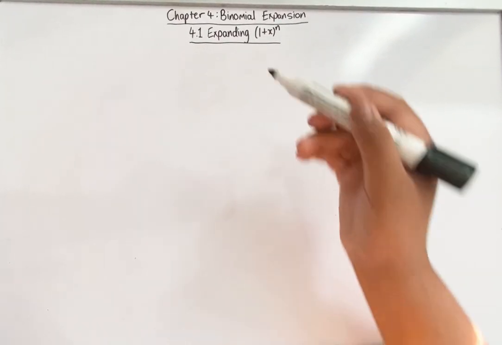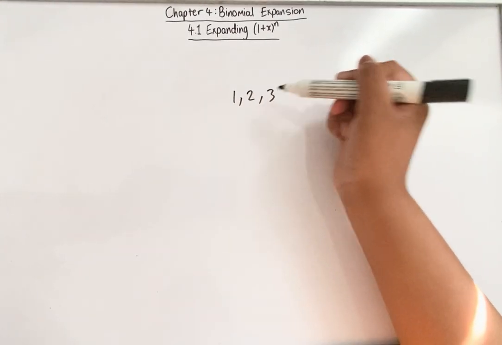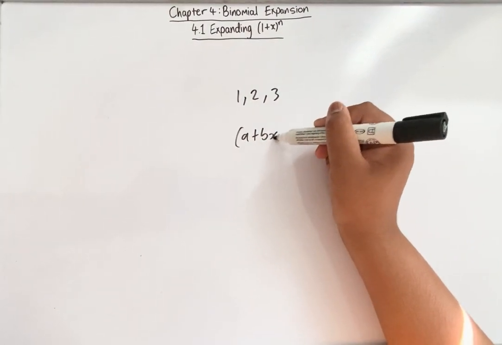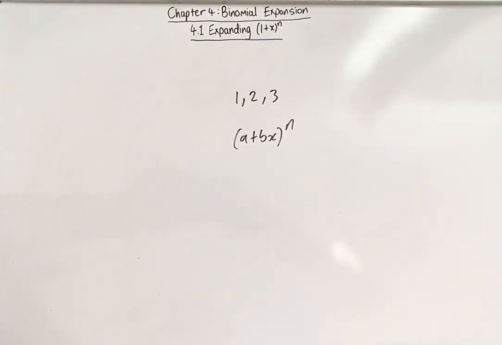Chapter 4, Binomial Expansion. Lesson 1, Expanding 1 plus x to the n. If n is a natural number, so it's a positive integer, like 1, 2, 3, etc., you can find the binomial expansion for a plus bx to the n using the formula you already know from before.